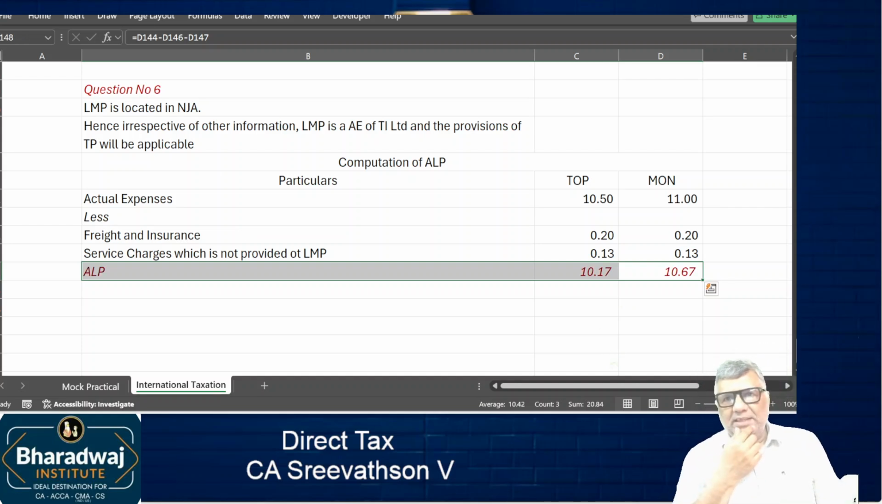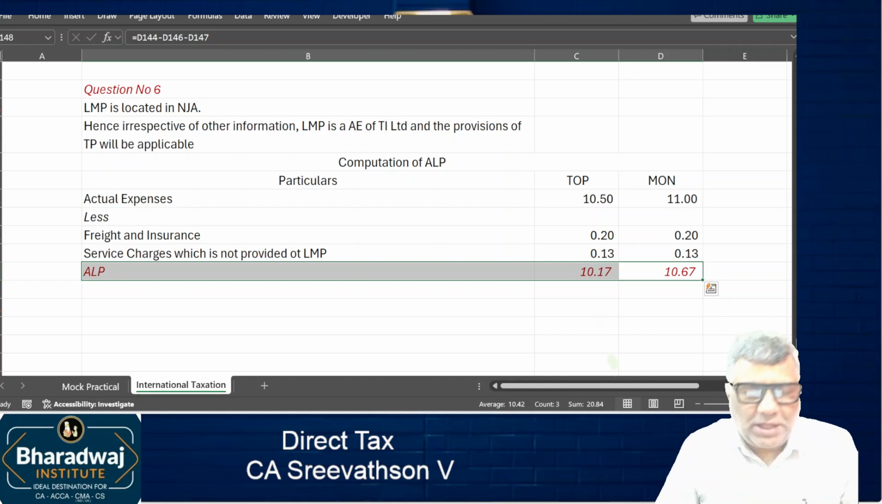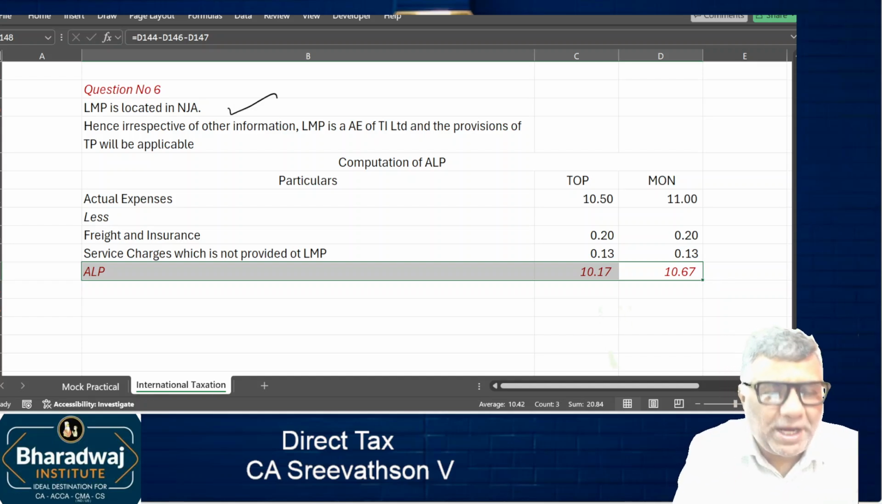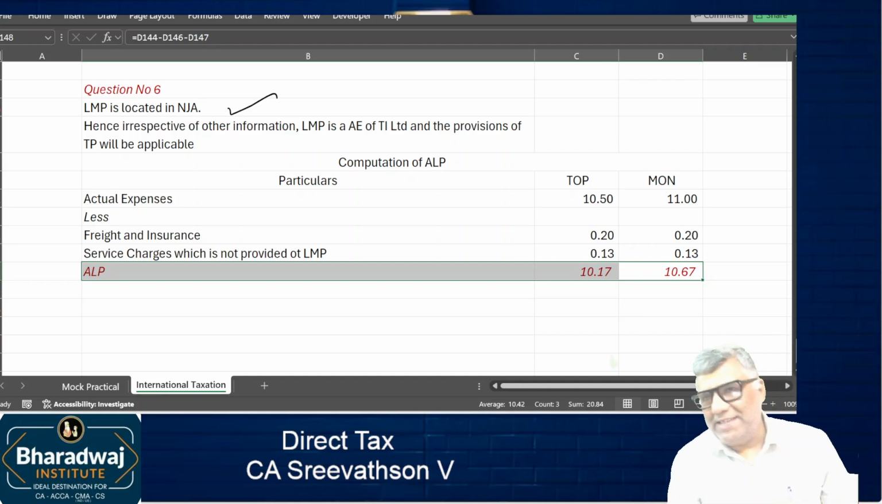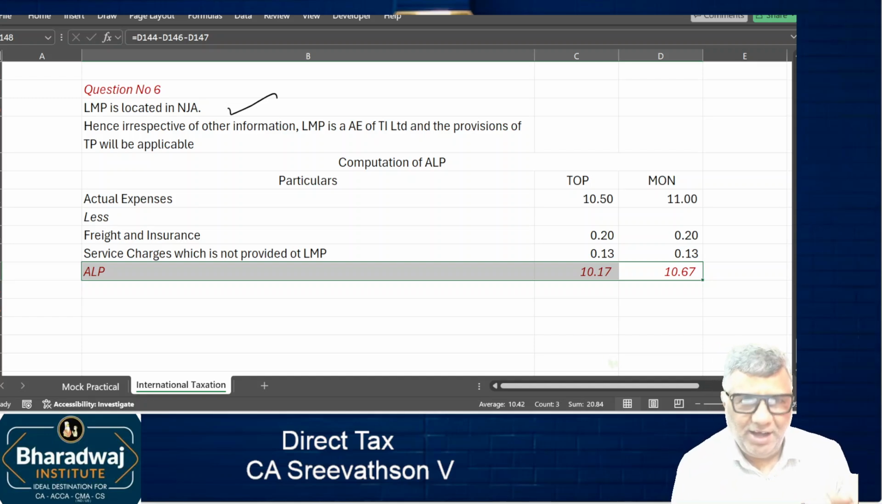Friends, where there are more than one ALP, please listen now. I'm telling you something which I have not told in the classroom. Where there are more than one ALP, normally the highest will be preferred if it is located in NJA. But in the recent amendment, in the amended material, I found that even in this case, the arithmetical mean should be taken and it should not be considered as highest.